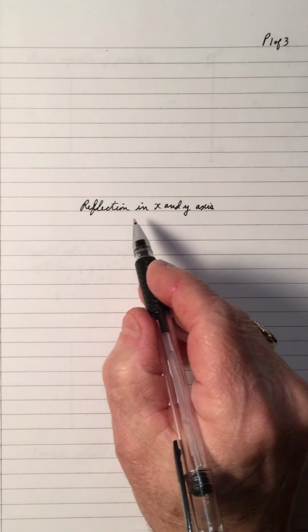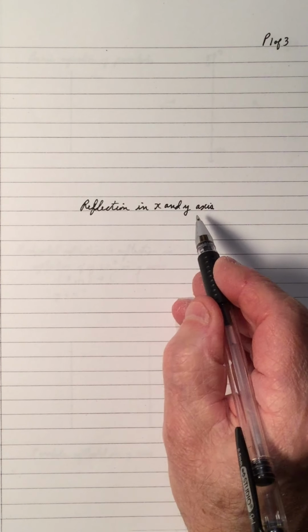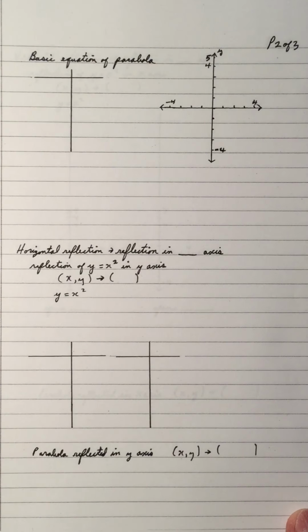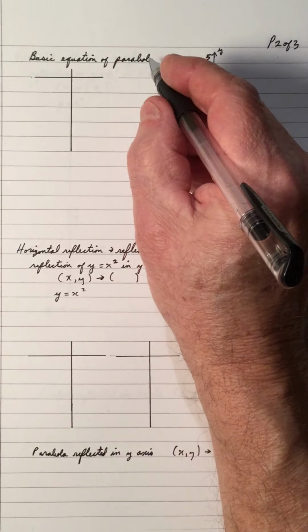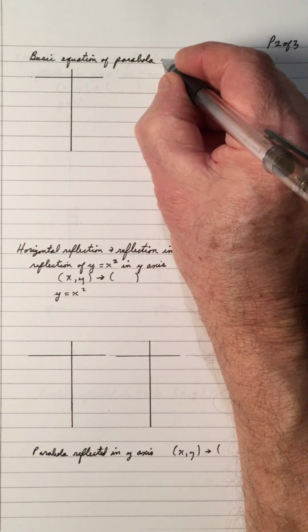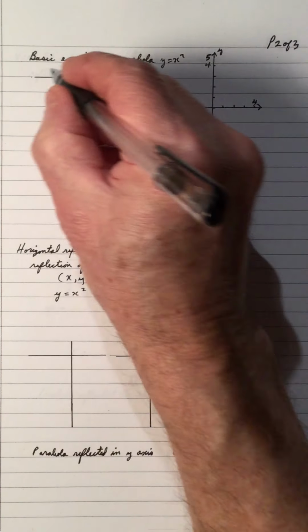Second video is on the reflection in the x and y axes. That is the reflection of a parabola in the x and y axes. The basic equation of a parabola is y equals x squared.